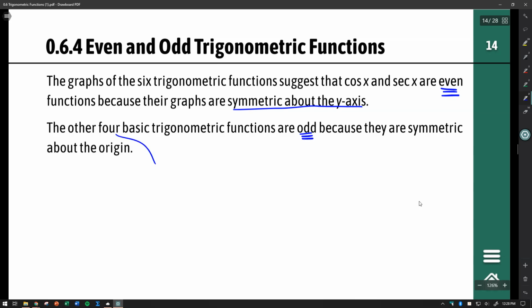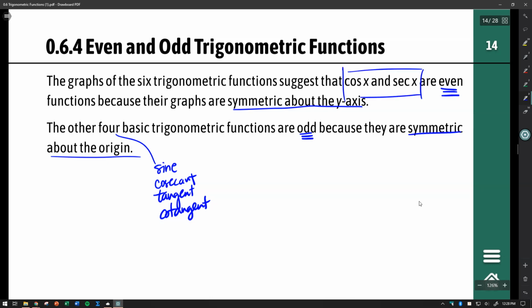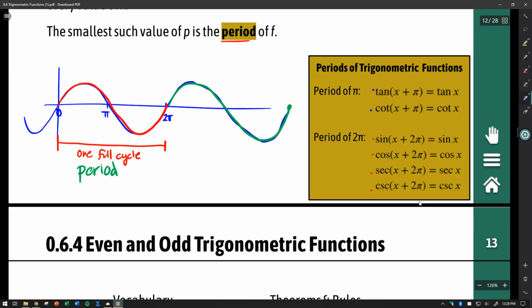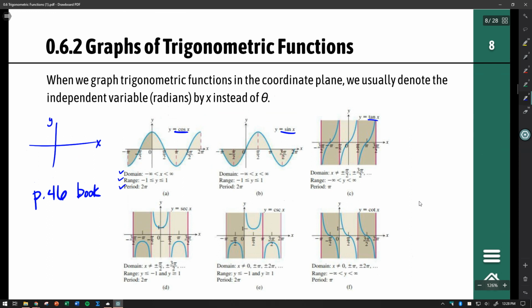So the other 4, those would be what? Sine, cosecant, tangent, and cotangent. They're symmetric about what? The origin. Symmetric about the origin. And I would actually like to go take a look at a previous slide and just confirm this. So secant and cosine are supposed to be even. The other 4 are supposed to be odd. We're going to travel back to slide 8 and take a look at the functions again.